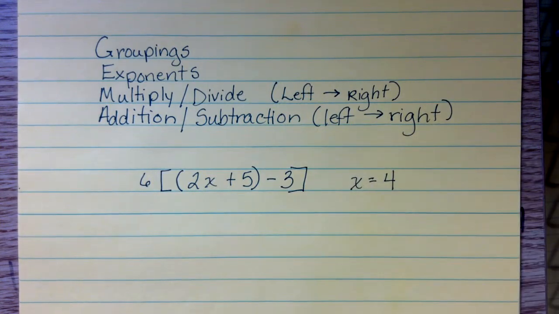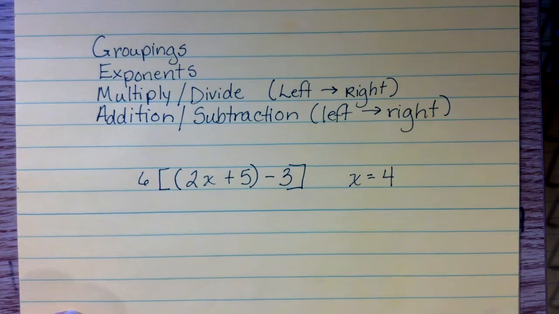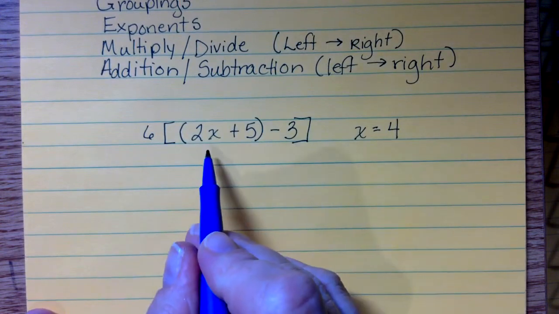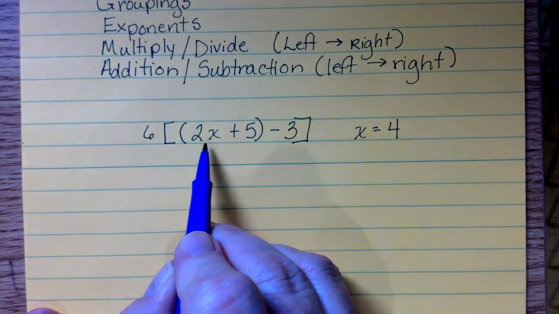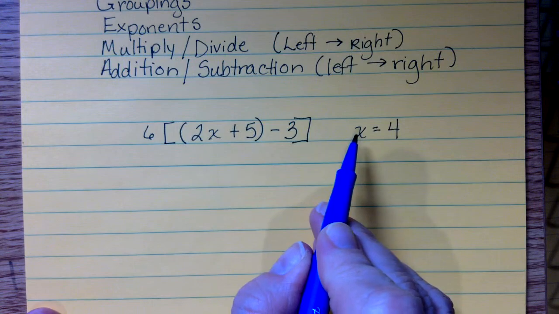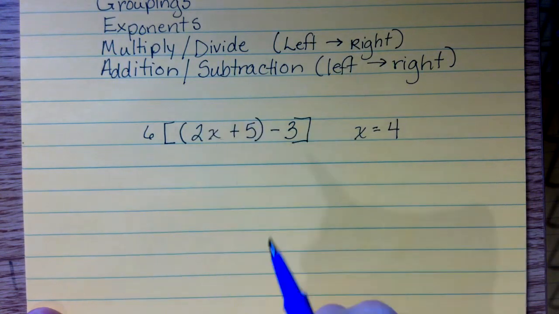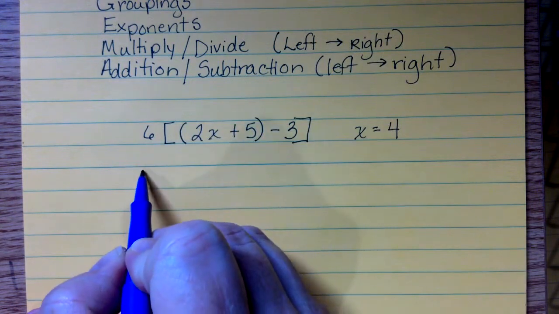Okay? That x equals 4 tells us what number we're going to put in place in our expression so that we get the best answer. So the first thing we always want to do before we even start to solve is we want to put in our variable, the value of our variable. So I'm going to rewrite the equation with the value of the variable in there.